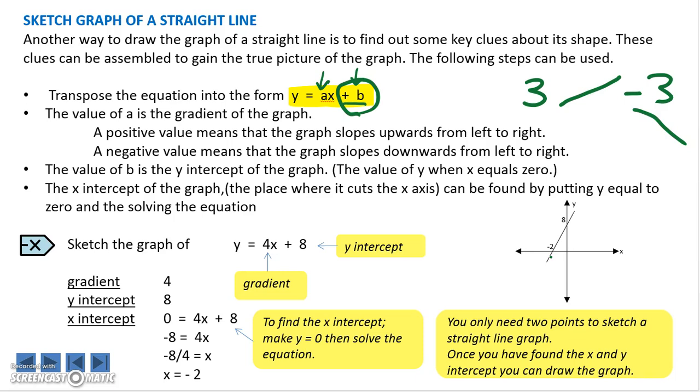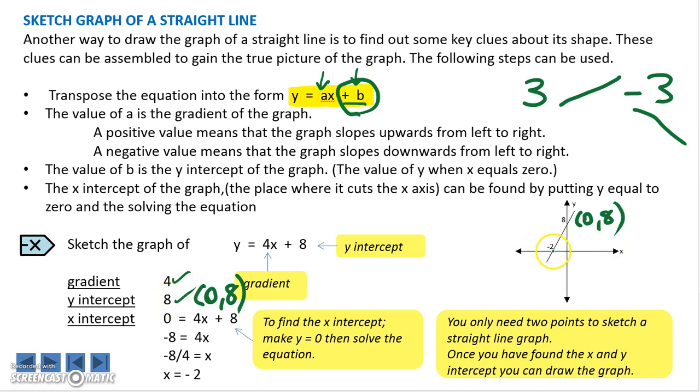Let's have a look at this example at the bottom of the page. We've got y equals 4x plus 8. We've got our y-intercept. We've got our gradient, which is just the 4. It is not 4x, it is just the number 4. So we've got those two things that we can work out from our equation. Another way to write our y-intercept is that it's at position 0, 8. So here's 0 and here's 8. That could be another way that you could write that rather than just the number 8.